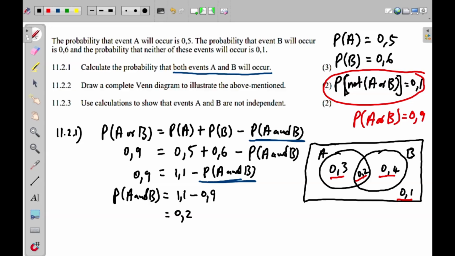Okay, so what we have done right now is what we refer to as a probability Venn diagram. So if they ask you for a probability Venn diagram, they're talking about a Venn diagram that represents probabilities instead of your usual outcomes in an event.